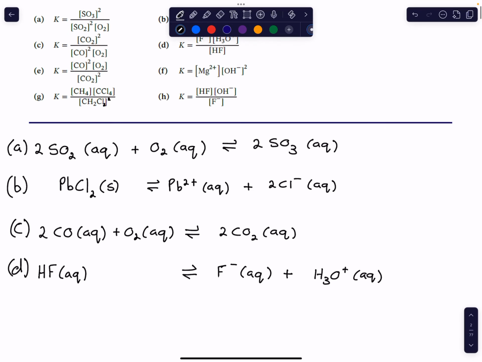What do you notice? There's an H and an F on the reactant side, and then on the product side we see an F, and there's at least an H, but there are at least 2 H's and an O missing there.